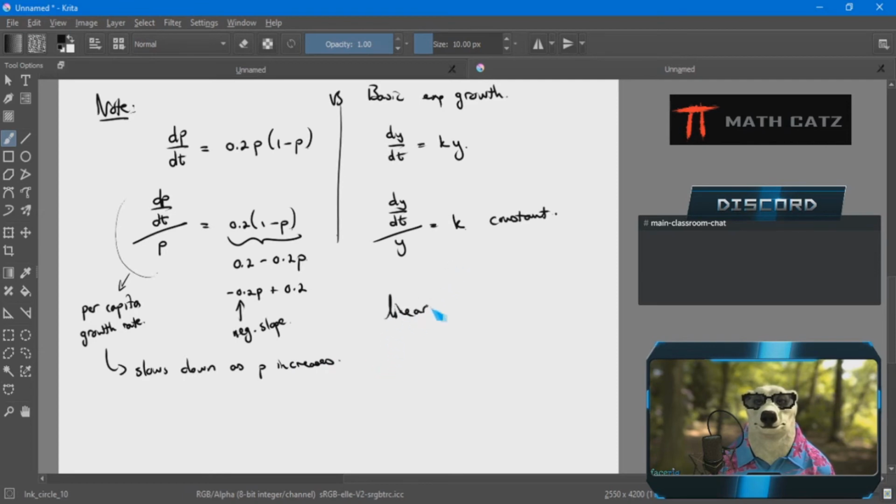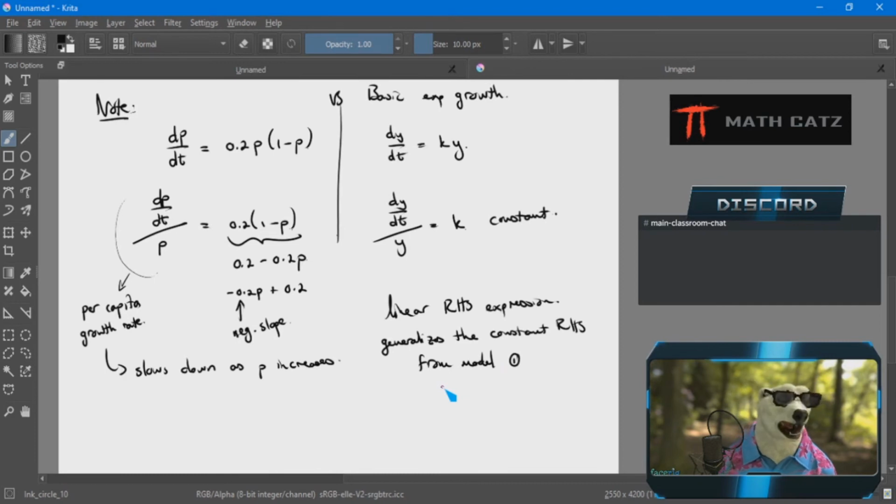So my linear right-hand side expression, if you will, generalizes the constant right-hand side from model 1. If we look at the per capita growth rate, in the very, very simplest case, it's always the same.